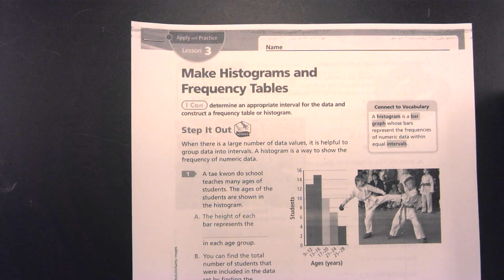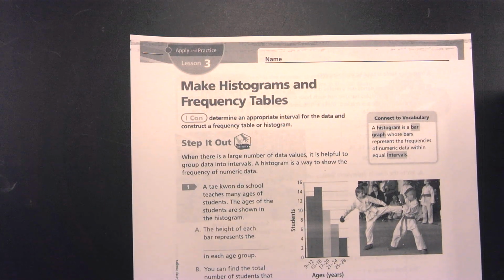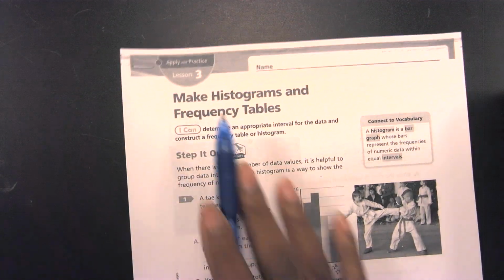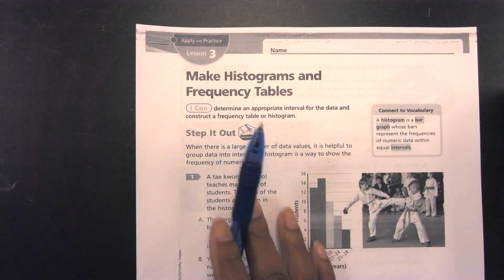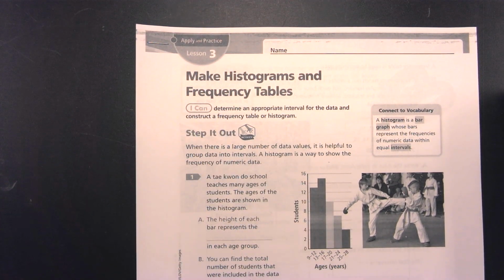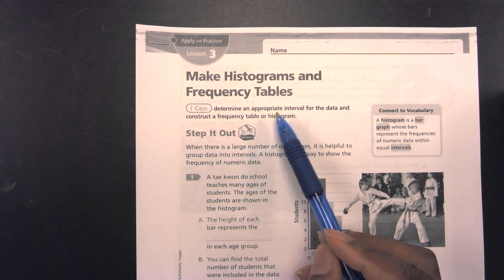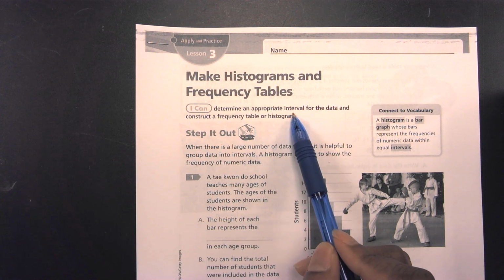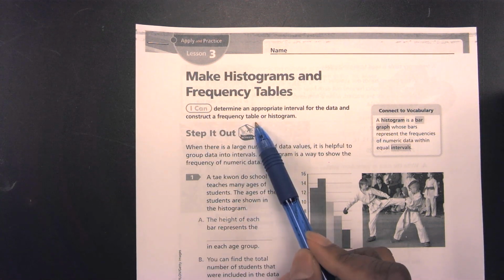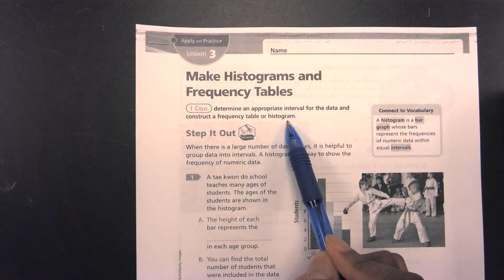Okay, so lesson 3 is about making histograms, and making histograms and frequency tables. Your I can statement for today says I can determine an appropriate interval for the data and construct frequency tables or histograms. So today, what you should be able to do is determine the appropriate interval, construct a frequency table, or a histogram.